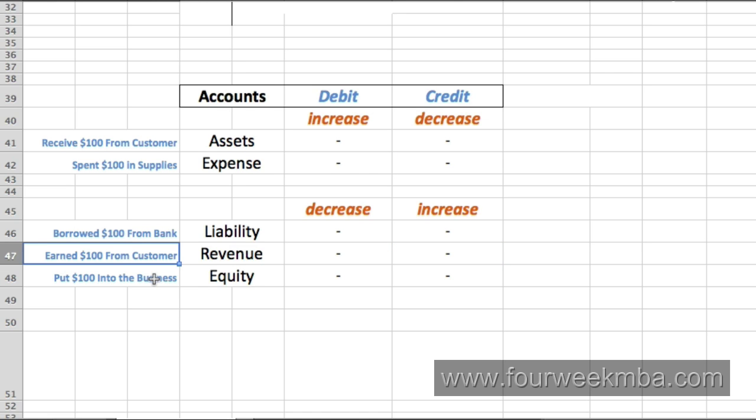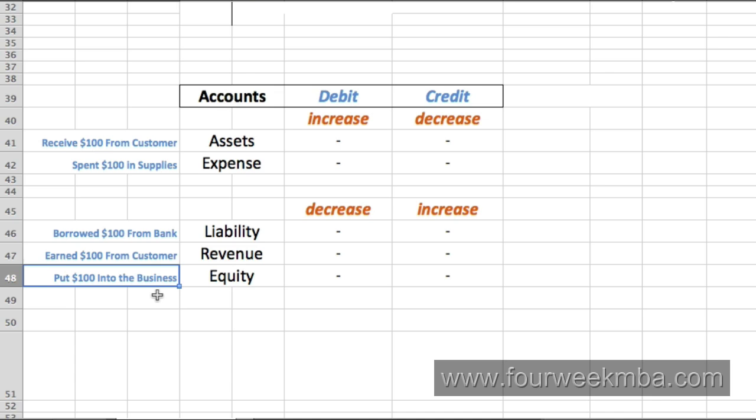Let's see another example. We earned $100 from the customers. This example is very similar to the first one, but now this is the reverse. So when we earned this money from the customers, we want to increase our revenues by $100, and then of course we want to increase our cash account by $100. Let's see now the last example of this lecture.